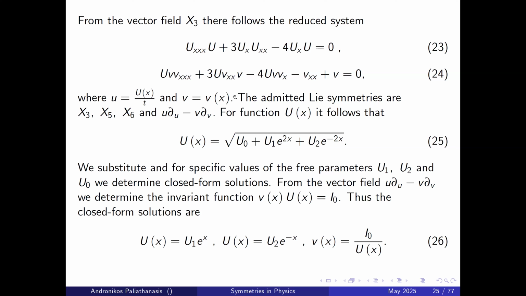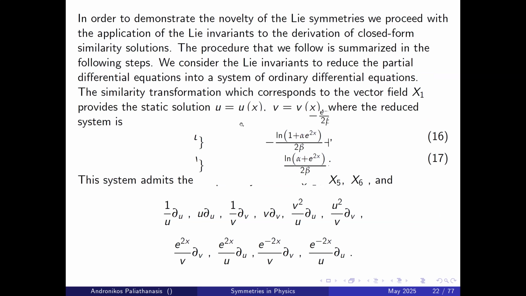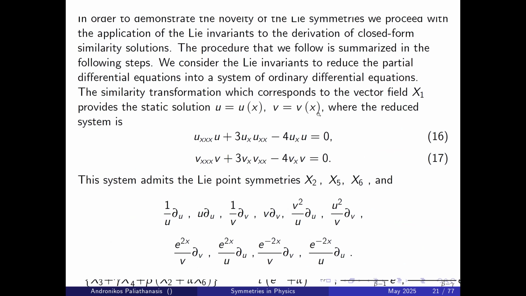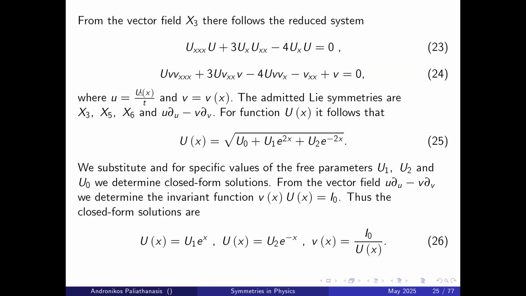Now, on the symmetry vector x3, let's show the vector x3 and see the invariants. On the vector field x3, the invariants are x, t, u, v. So we assume that x is the new independent variable, and t, u, and v are the new dependent variables. By applying this change of variables, we find the system 23, 24.